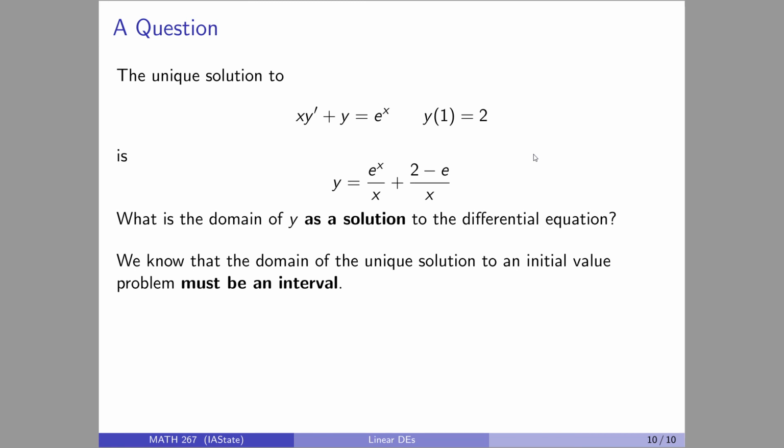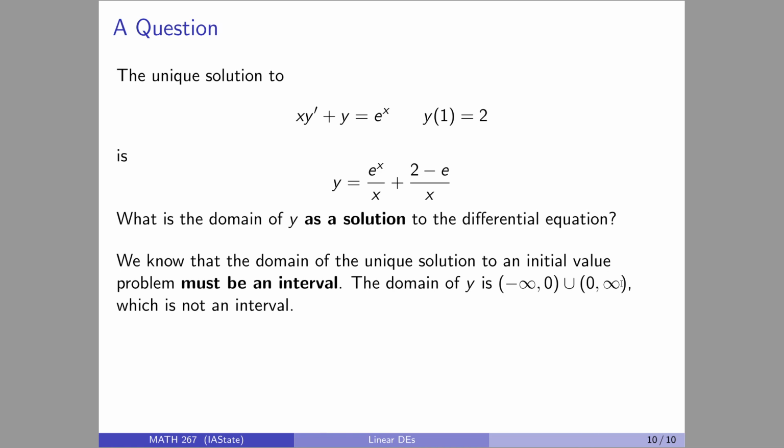Our theorem told me that for unique solutions to initial value problems, the domain is an interval. The domain of my function y here is any real number except for 0. But that's not an interval, right? It's a union of two intervals. If you've ever seen the union notation, don't get too crazy about it. I'm just saying this is representing all real numbers other than 0.